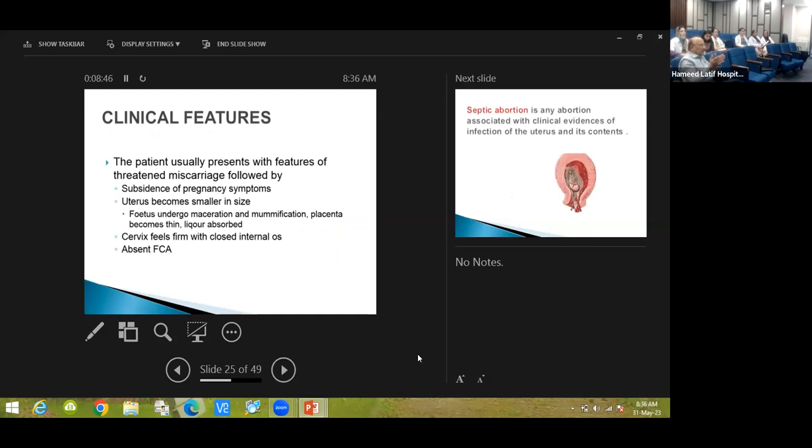We now change the features from what traditionally was written in the books. In many of the books, it still continues to have those features which were there before wider use of ultrasound. Now, it usually presents with features of threatened miscarriage. There may have been subsidence of pregnancy symptoms. The uterus becomes smaller in size, and the fetus undergoes maceration and mummification. These are the terms used for fetuses which are comparatively larger. But if we are talking of missed abortion at 8 weeks, 10 weeks, then to some extent the fetus becomes shrunken, or it may become invisible.